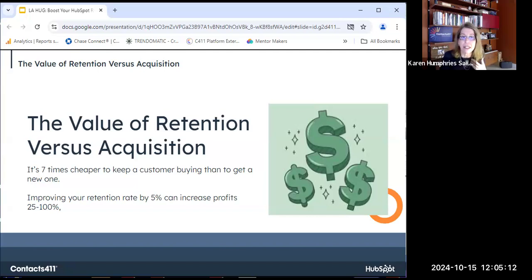So we know about the 7 times cheaper number. We've already talked about that. But improving your retention rate: the retention rate is how many of your customers that bought from you this last year buy from you again this year. That is a really important number to know. And if you can improve that by just 5%, you can actually impact your profits by 25 to 100%. It's a really big deal.